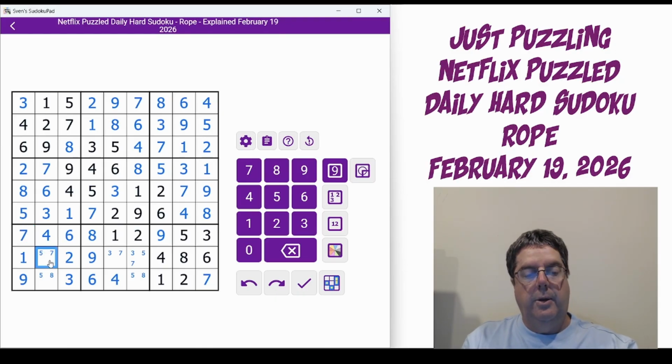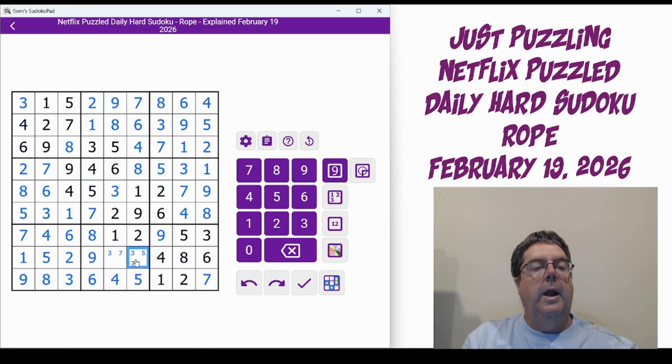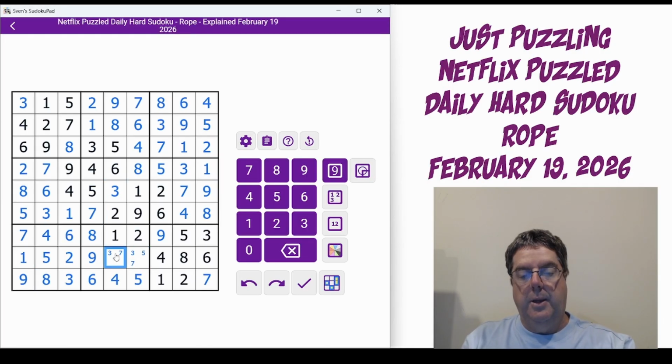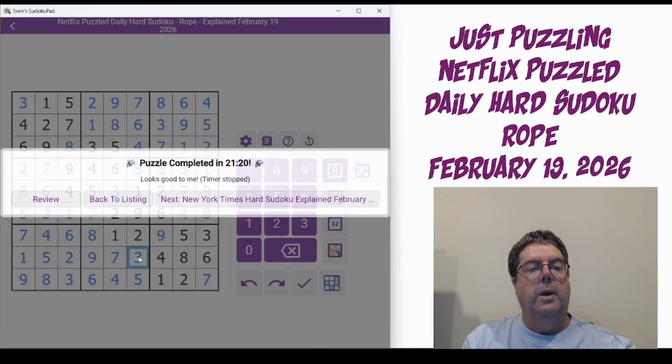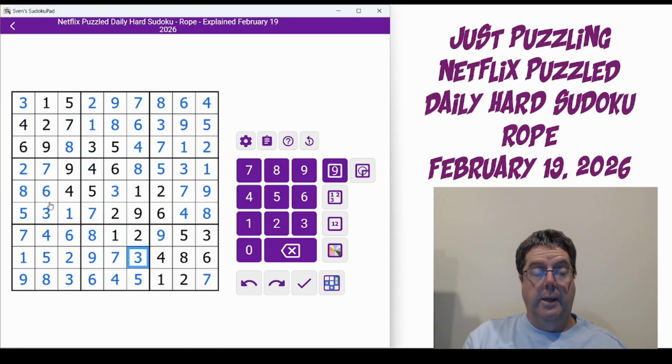7 can't be here, so this is a 5, leaving this to be an 8. This must be a 5 here. 5 comes out, 3 comes down here, so this must be a 7. This can't be a 5 or a 7, so it must be a 3. Alright, so we did that in 21 minutes, and that was really about the X-Wing that we found for the 8s.